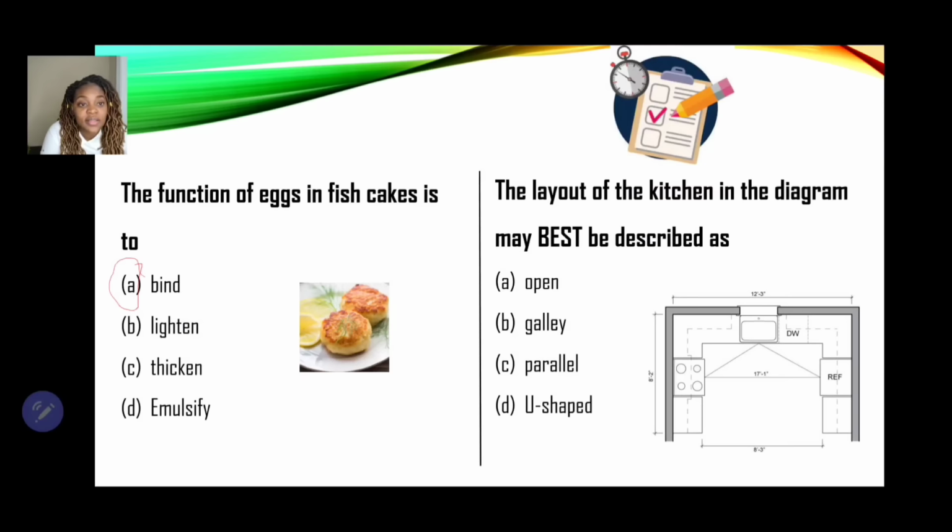Next question. The layout of the kitchen in the diagram may best be described as A, open. B, gallery. C, parallel. Or D, U-shaped. And as you can see from the image there, that kitchen forms a U. So that's a U-shaped. All right.